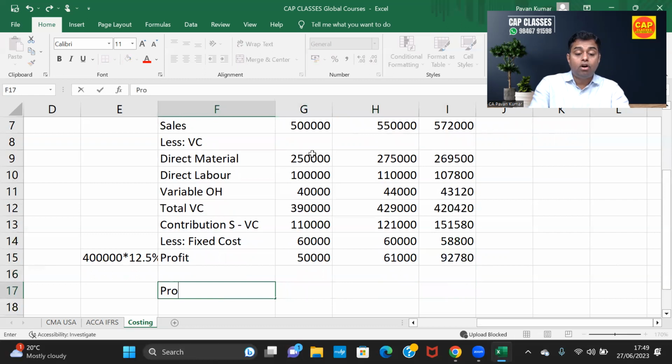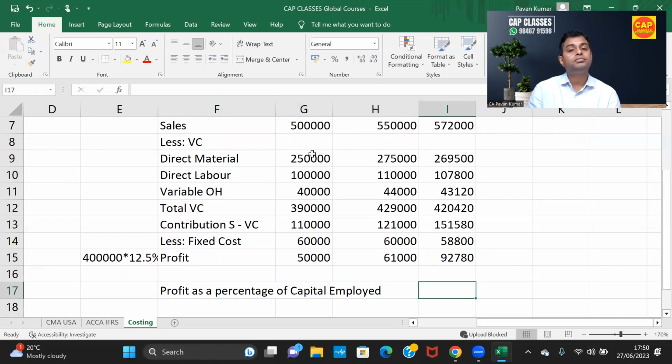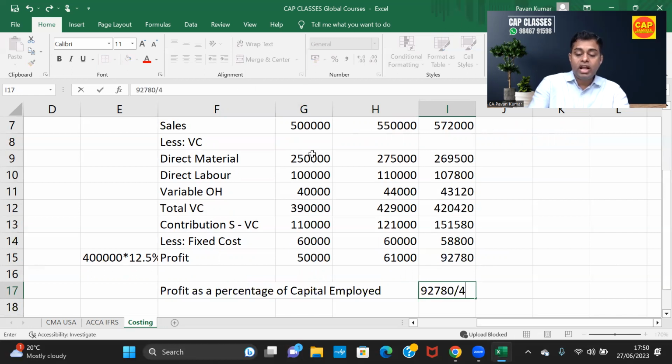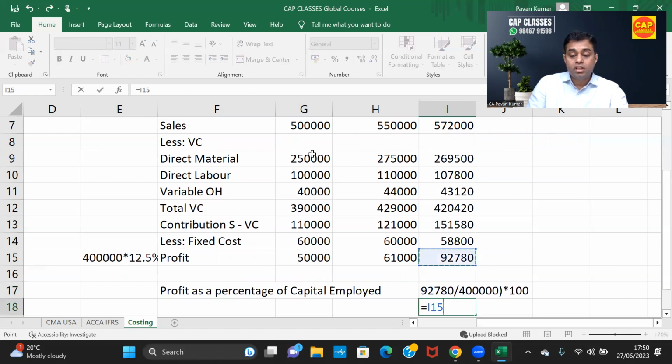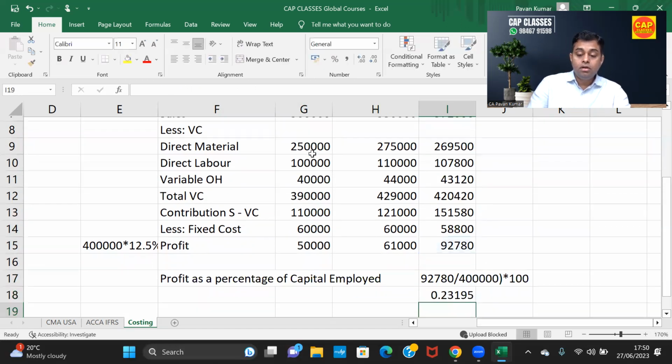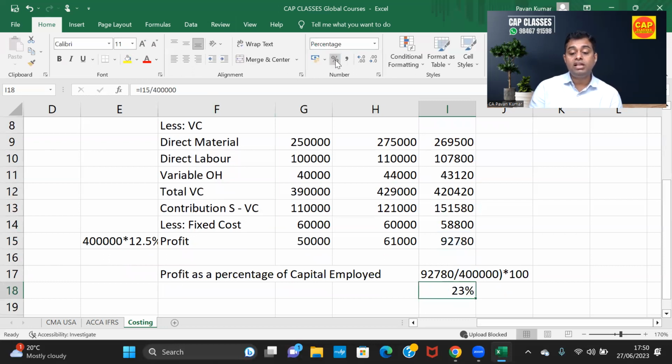Now let us calculate profit as a percentage of capital employed. They have given capital employed 4 lakhs. So 92,780 divided by 4 lakhs. Calculate percentage into 100. This divided by 4 lakhs, that is giving us 23.2%. Okay, so he said profit will increase to 23% of capital employed, and he is right.